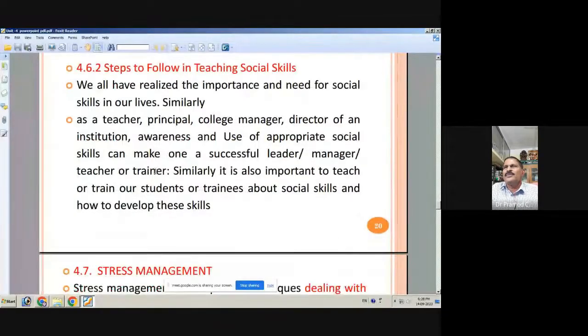So what steps will we follow in teaching social skills? We all have realized the importance and need for social skills in our life. Already we know that if we have no social skills, we cannot adjust properly. So a principal, a teacher, a college manager, a director of the institution, all are aware, and they are using appropriate social skills to make success.